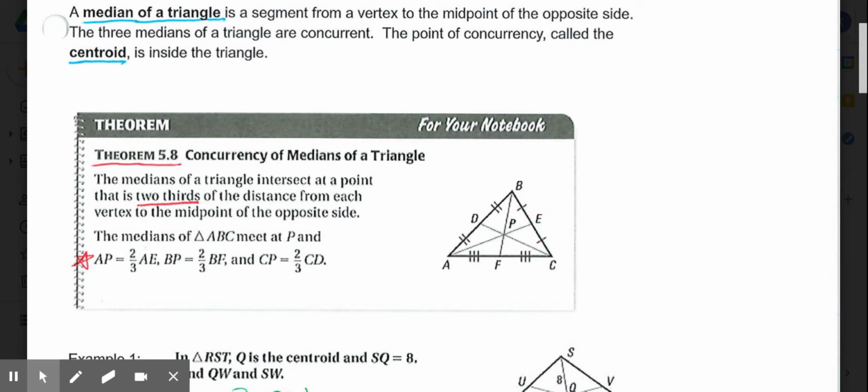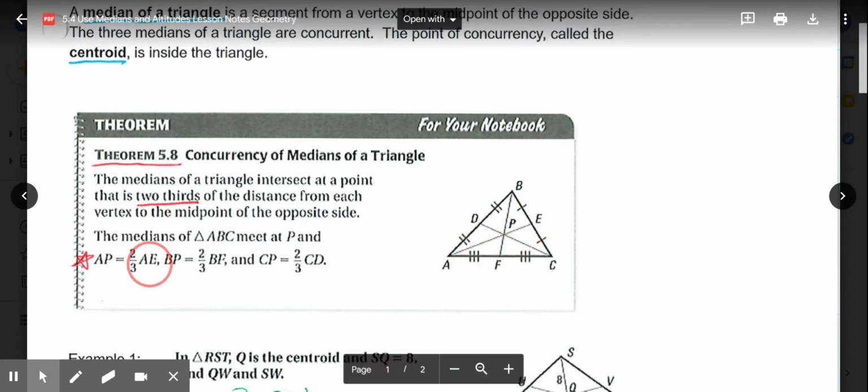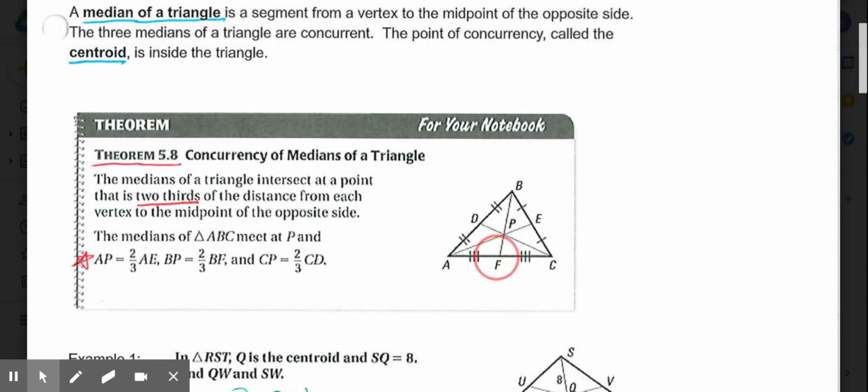So what that means is AP is 2/3 the whole median AE. So AE times 2/3 would give us AP. BF, this whole median here, multiplied by 2/3 would give us the distance BP. And CD, this whole median, multiplied by 2/3 would give us the distance of CP.